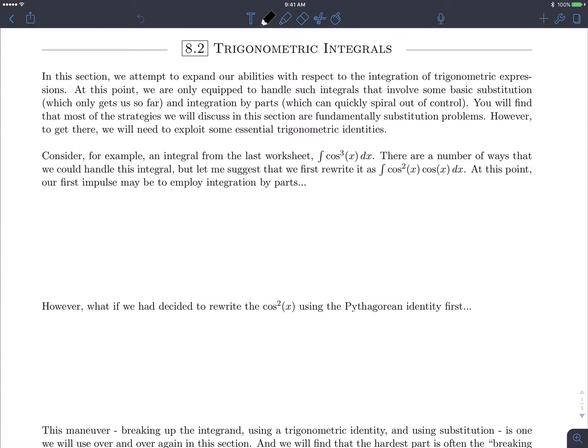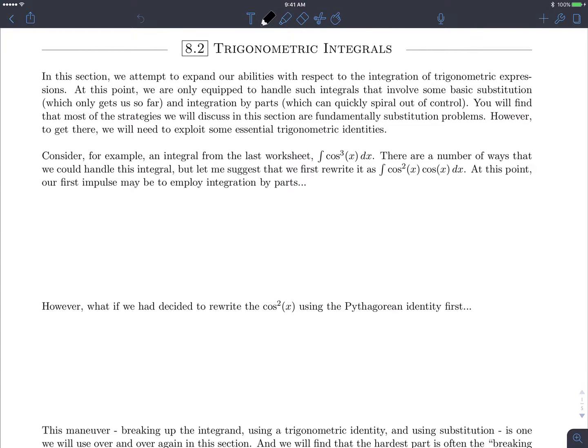So in this section, we're going to be focusing on some techniques for integrating trigonometric functions where maybe antiderivative formulas or a very basic u substitution procedure may fall short of being helpful for us. So to get started, let's revisit an integral that was on the worksheet from last section, integration by parts, cosine cubed x dx.